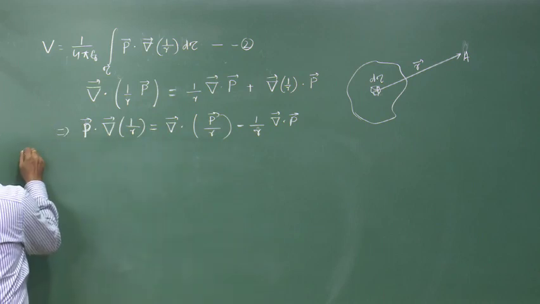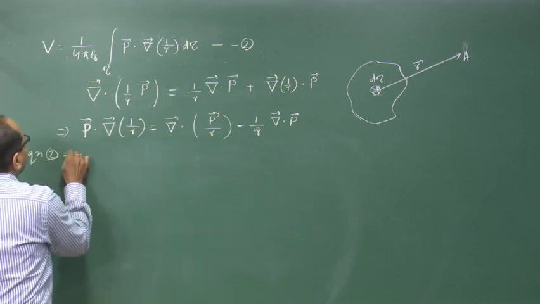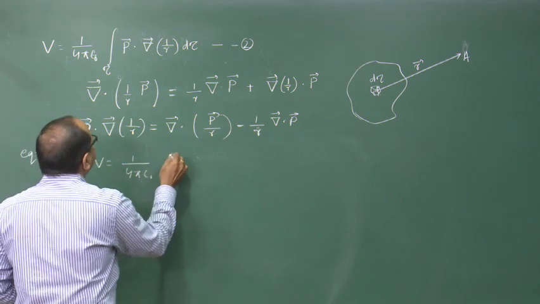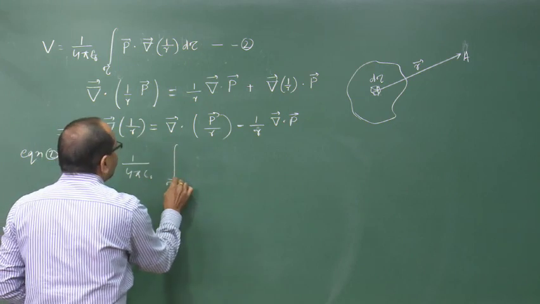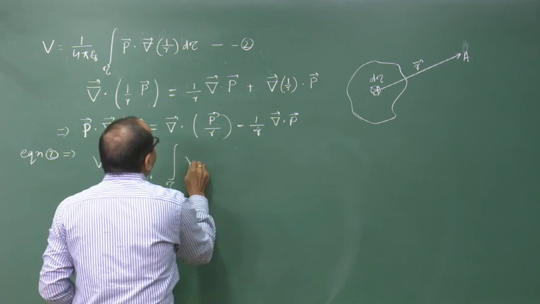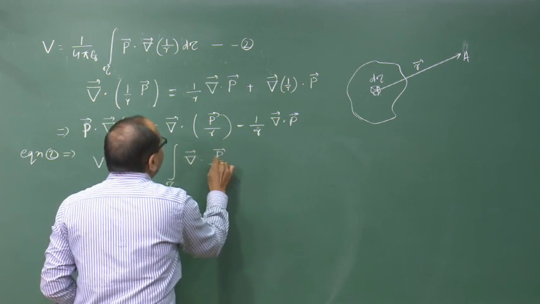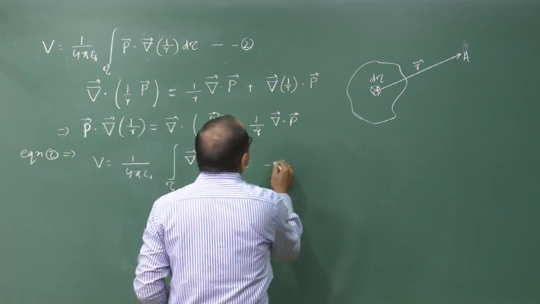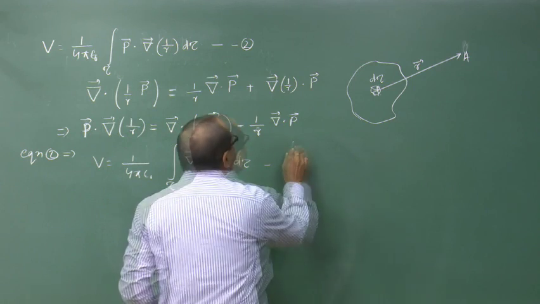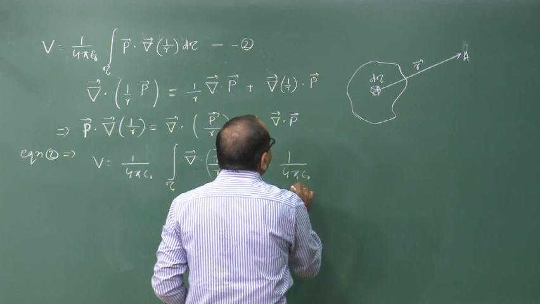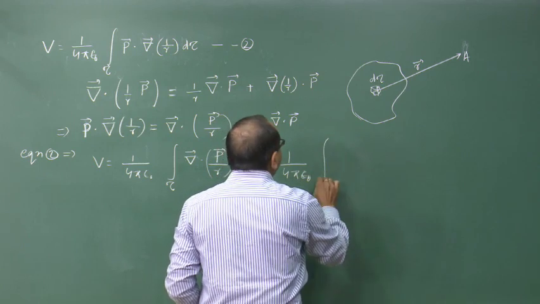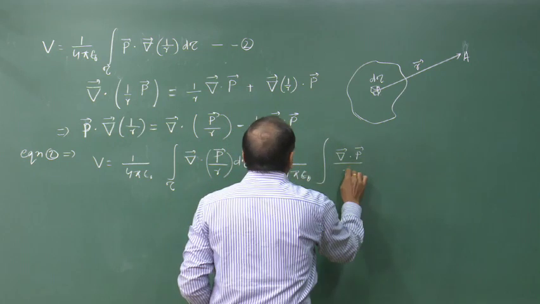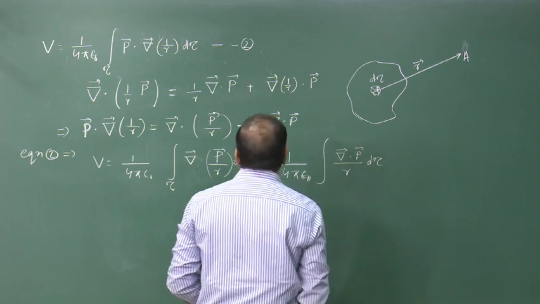Hence, our equation 2 becomes now V is equal to 1 by 4 pi epsilon naught integration over tau, this is now divergence of P by r d tau, minus 1 by 4 pi epsilon naught integration of 1 by r divergence of P d tau, of course. Okay.